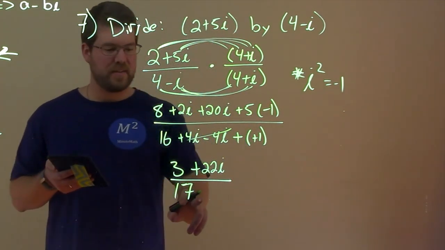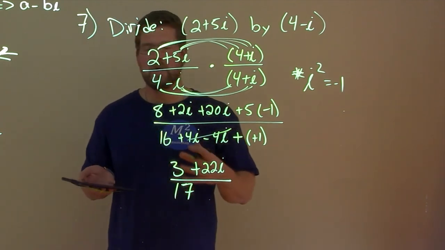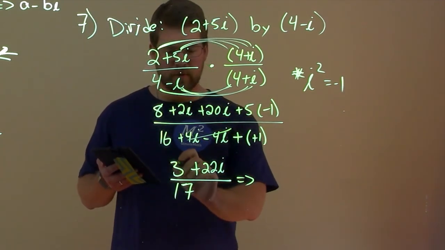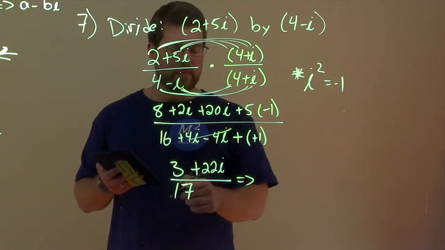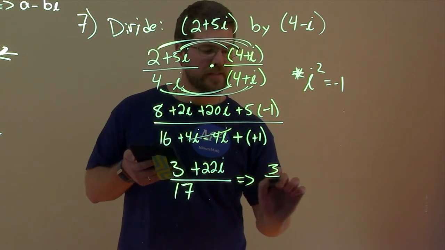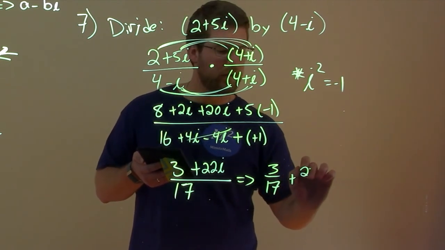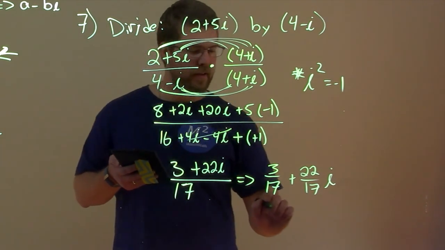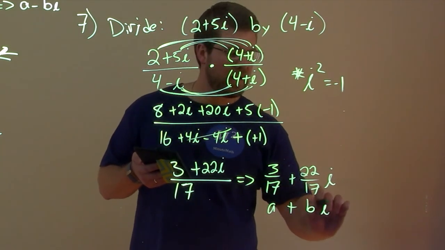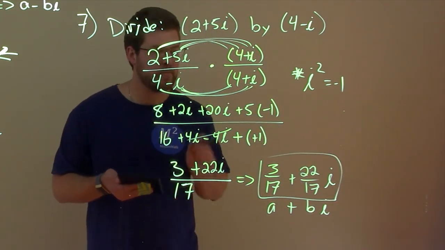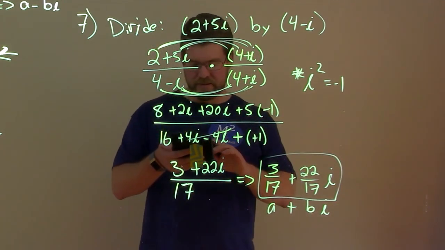So we have 17 in the denominator, but this isn't fully a complex number, right? We need a plus bi. So to do that, we write each part as a fraction, distributing the 17. So we have 3 over 17 here, plus 22 over 17 i. And we can see we have our a plus bi form for our answer here, 3 over 17 plus 22 over 17 i.